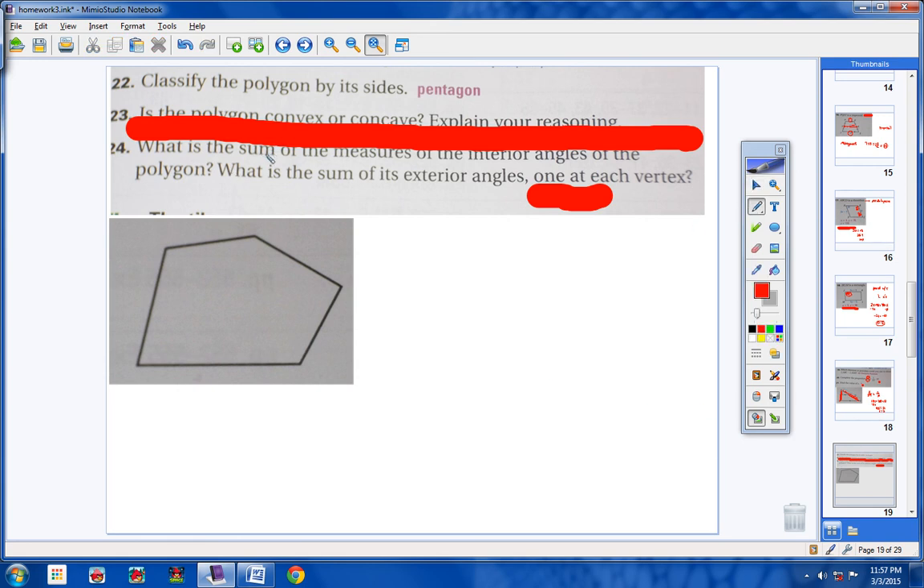All right, number 23. Is the polygon convex or concave? Explain. Well, guys, a concave polygon is a polygon that has an indentation like that. And you can recognize them because if there's anywhere in the polygon you can draw a line that intersects more than two sides, then it's concave. Over here, there's no indentations. And plus, there's nowhere you can draw a line through this polygon so that it hits more than two sides. Nowhere. That will not happen. So this is a convex polygon.